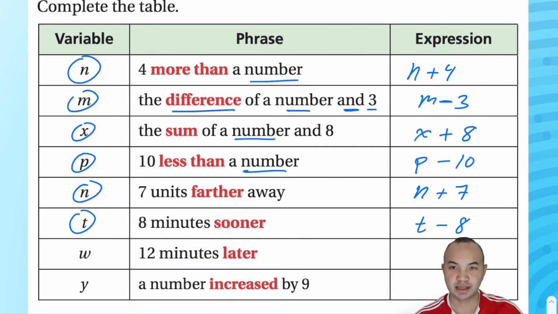And then 12 minutes later, same thing. w is when it happens. 12 minutes after that, you're going to add 12. And then y is a number, and then increase by 9. So I'm going to just do y plus 9. All right, good.